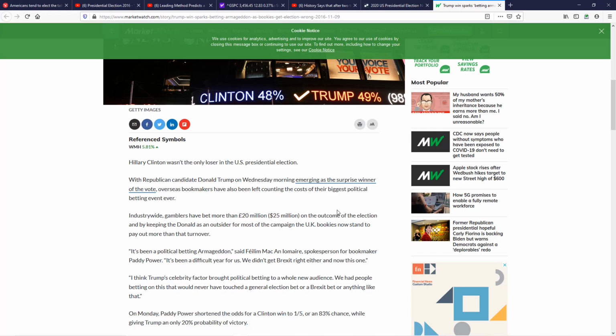As you can see here, on Monday, Paddy Power shortened the odds for a Clinton win to 1 to 5, or an 83% chance, while giving Trump an only 20% probability of victory. Got that one wrong. And if the bookies can be wrong, so can we. But that's all I have to say on the election, until maybe the day of the election, since I already know the method I want to apply, which is the stock market one, which is the leading model, and for that I just have to wait.